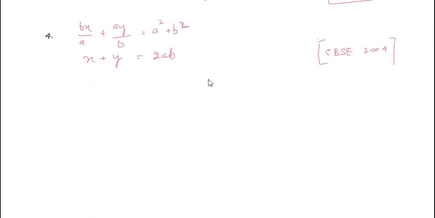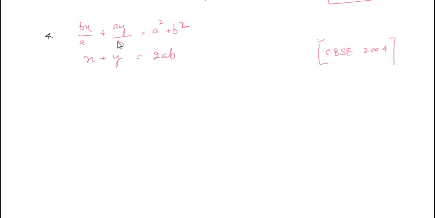Fourth problem. This is a little different type of problem. Except this 2, there is no other integer here. Now the first equation is bx/a + ay/b = a² + b². x + y = 2ab. Here the variables are x and y. Okay, these a and b are constants.